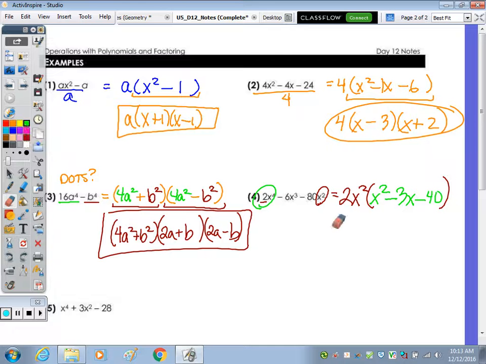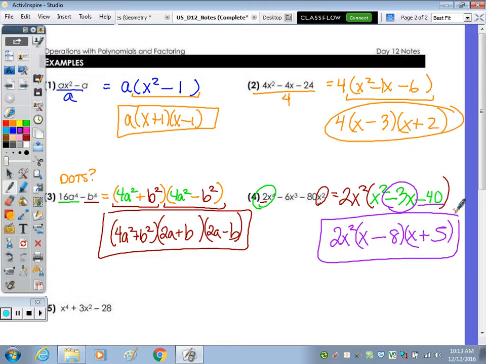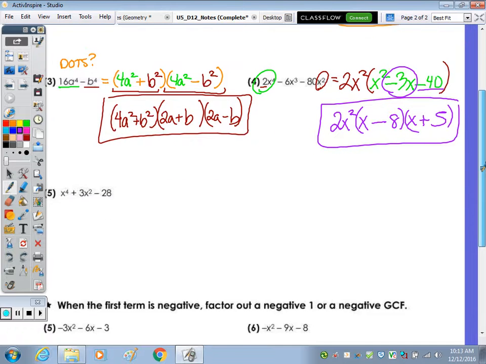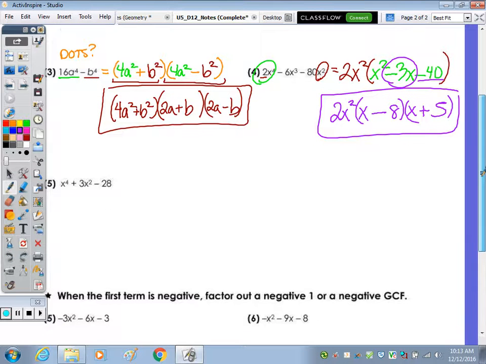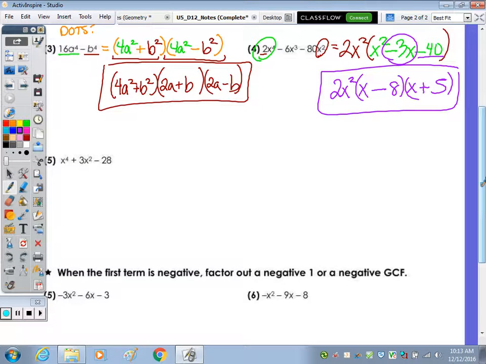So bringing down the 2x squared and factoring the trinomial, it's going to be x times x. Factors of 40 we just said are 8 and 5. Adding to a negative 3 would be negative 8 plus 5. And then one more before the last two is x to the 4th plus 3x squared minus 28.